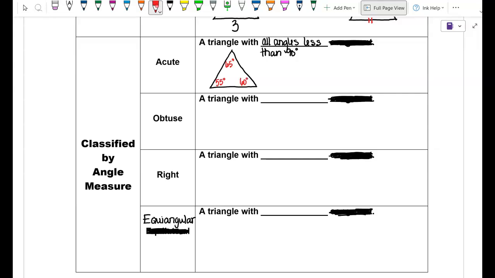If you add those 3 numbers up, it fits to what we talked about yesterday, that all 3 angles in a triangle have to add up to 180. So it still fits that narrative, but each of the angles is less than 90 degrees. So we would call that an acute triangle because none of the angles are 90 or greater. All of them are less than 90. So if we see that, we're classifying it as an acute triangle.